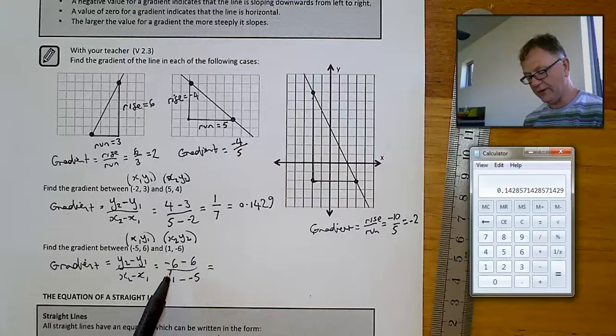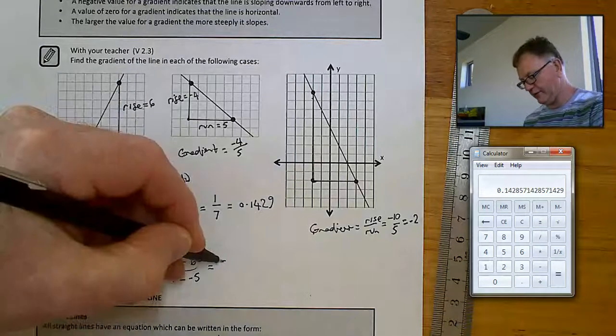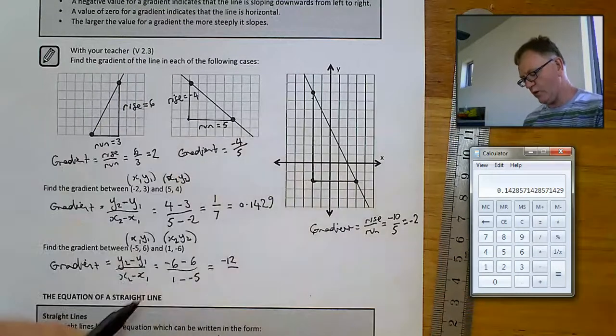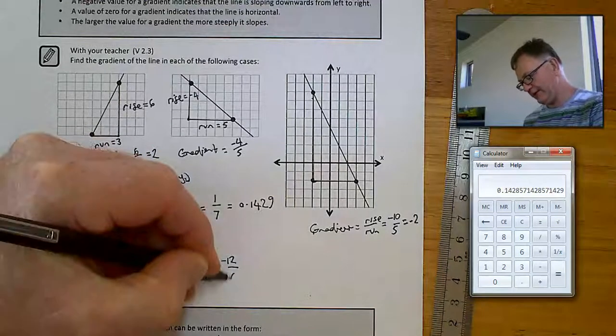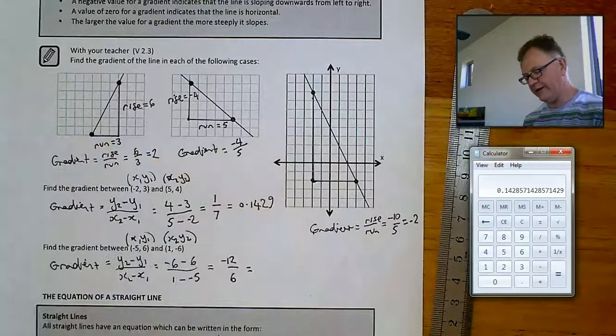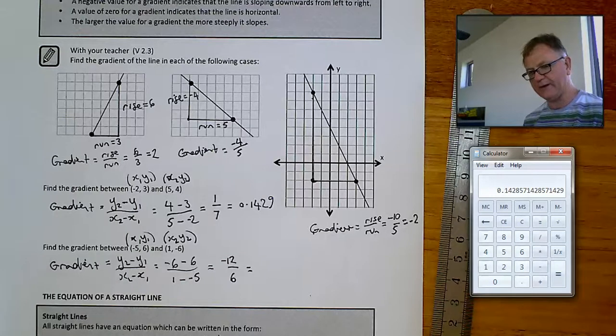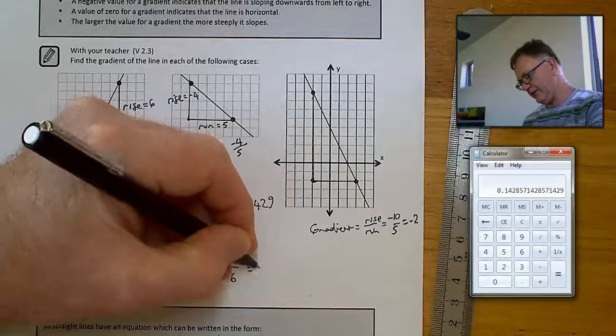Okay, I'm not using my calculator. I'm going minus 6, take away another 6 is negative 12. And 1 minus negative 5 is the same thing as 1 plus 5, which is 6. Now I've got negative 12 divided by positive 6. Negative divided by positive, the answer is going to be a negative. And 12 divided by 6 is 2, so the answer is negative 2.